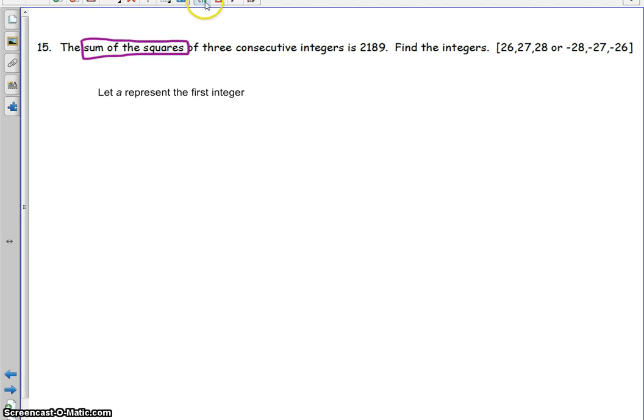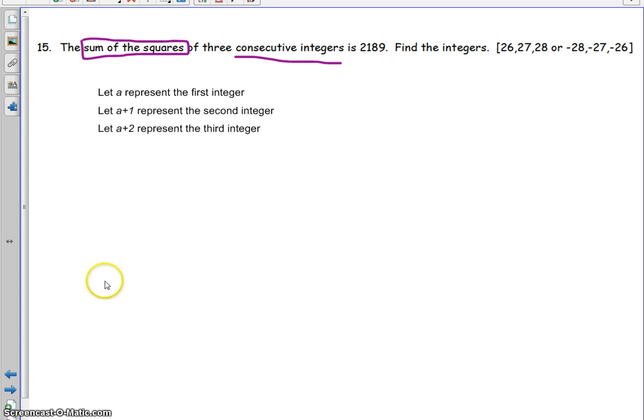You've got to think about what it means if the numbers are consecutive. Well, it means that if the first one's 5, the next one's 6, and the one after that is 7. So the second number is going to be the previous number with 1 added to it, and the third number is going to be the first number with 2 added to it. So if we let a represent the first integer, just to make things a little bit simpler, we can let a plus 1 and a plus 2 be the next two integers.